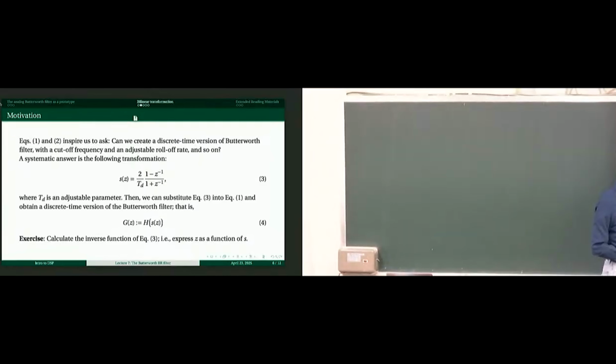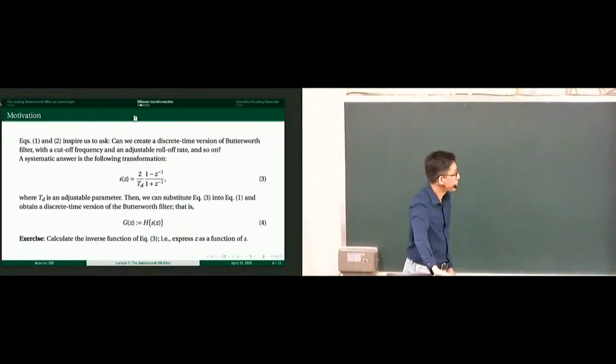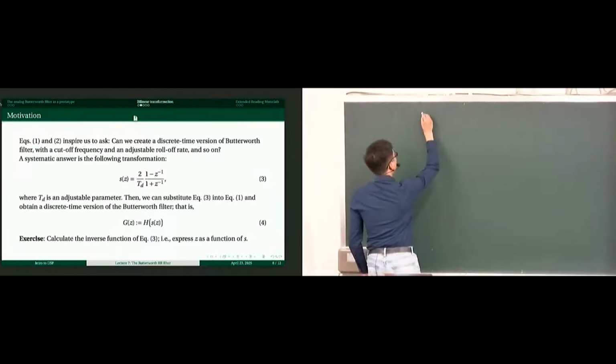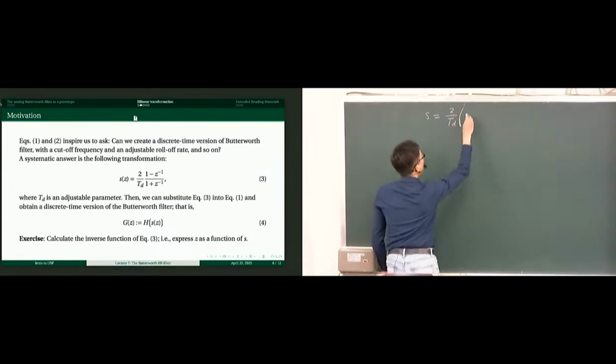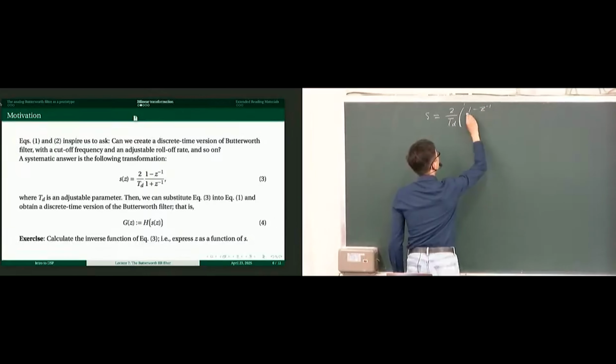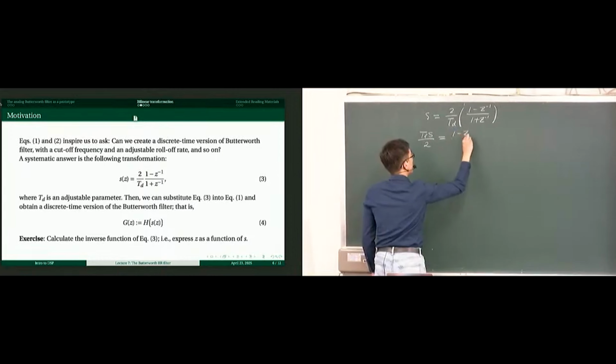If S is a function of Z, and bilinear transformation, bi means bidirectional, right? So Z can also be expressed as a function of S, okay? Let's maybe work this out. There's an exercise. We can try to say, find Z as a function of S. So if S equals 2 divided by TD times (1 minus Z inverse) over (1 plus Z inverse), then TDS divided by 2 is (1 minus Z inverse) over (1 plus Z inverse), right?